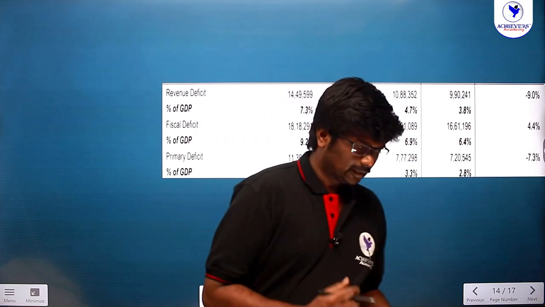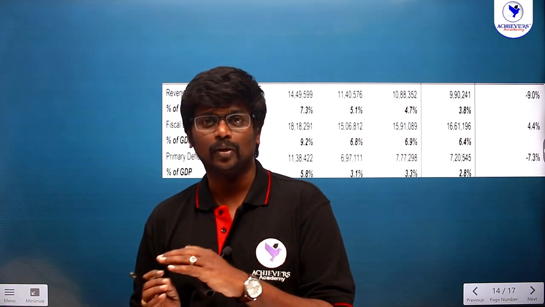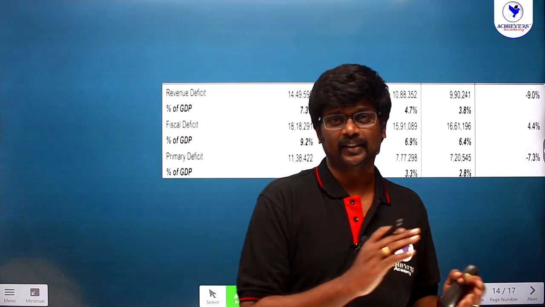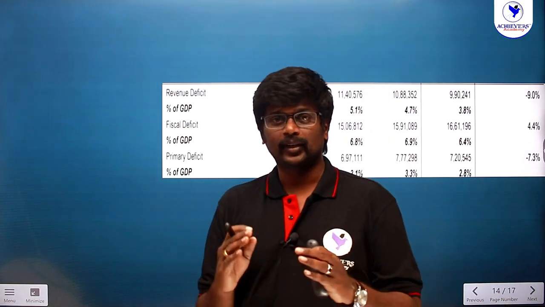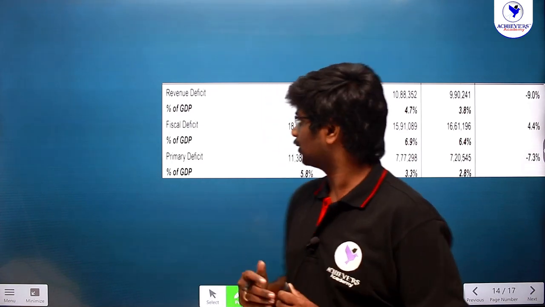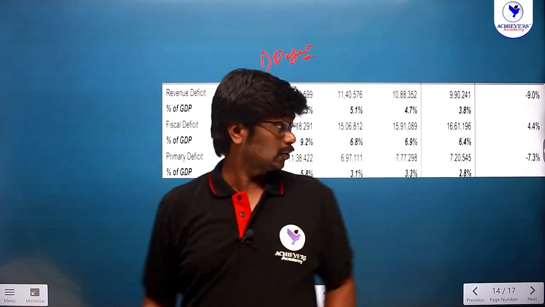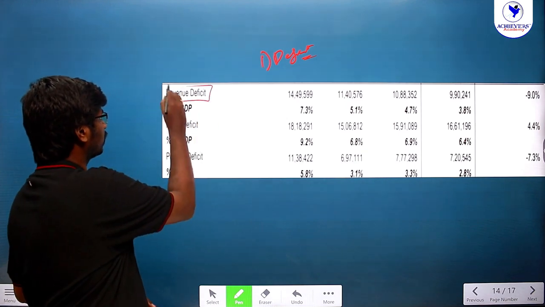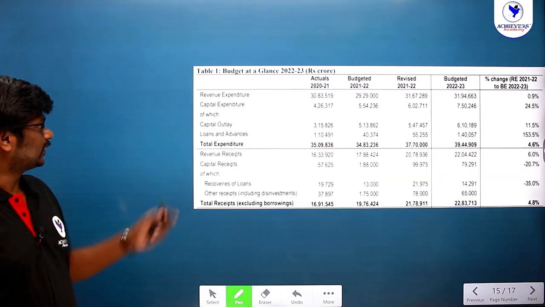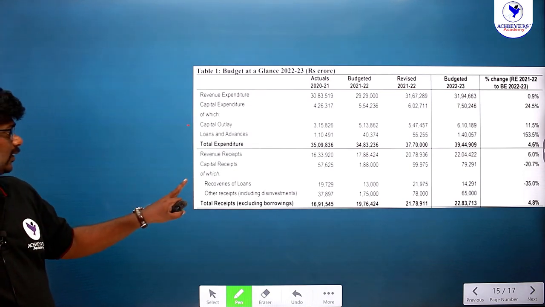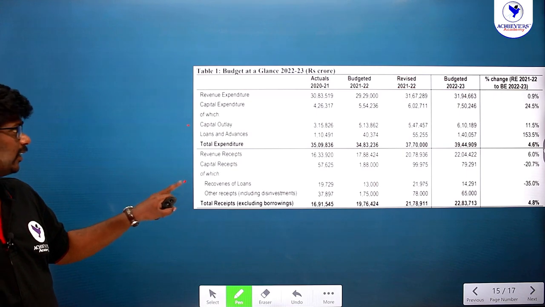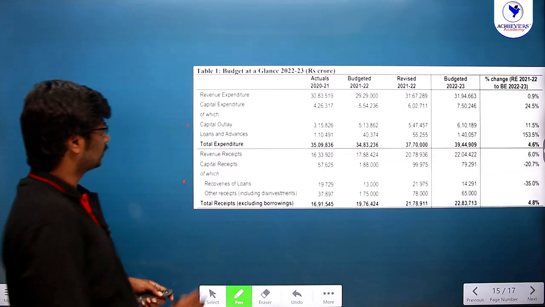So I think by now you have understood what exactly a budget is, what expenditure is, what revenue is for the government, what the sources of revenue are, and the ways the government spends. Now it's time to discuss a few other topics, that is deficits. What is revenue deficit for the government? This is the table which I have explained previously in another slide.